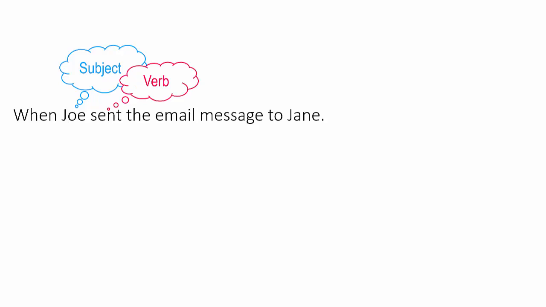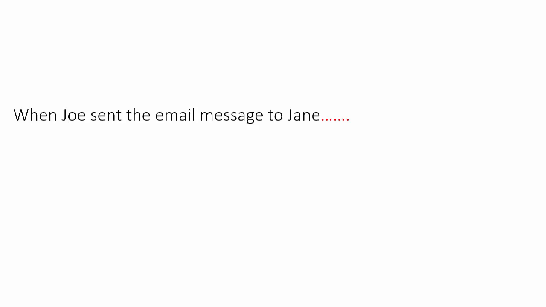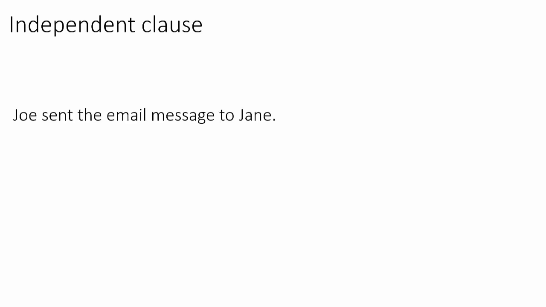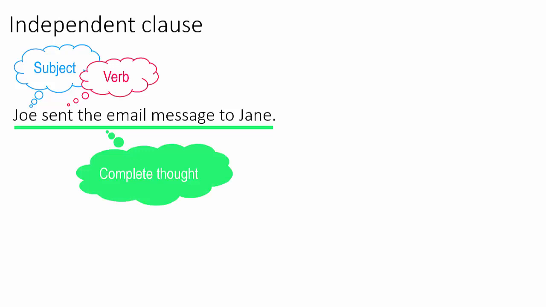A dependent clause is a group of words that contains a subject and a verb, is often punctuated as though it's a complete sentence, but does not express a complete thought. In "When Joe sent the email message to Jane," you're thinking, what happened? So the thought is incomplete. An independent clause is a group of words that contains a subject and verb and expresses a complete thought. An independent clause is a sentence.